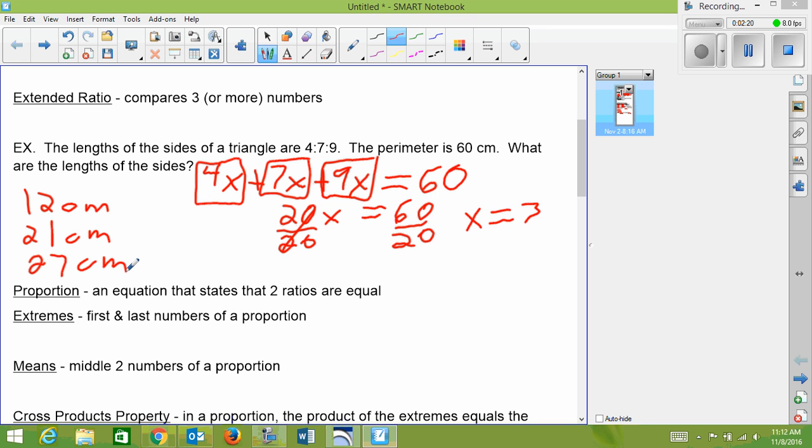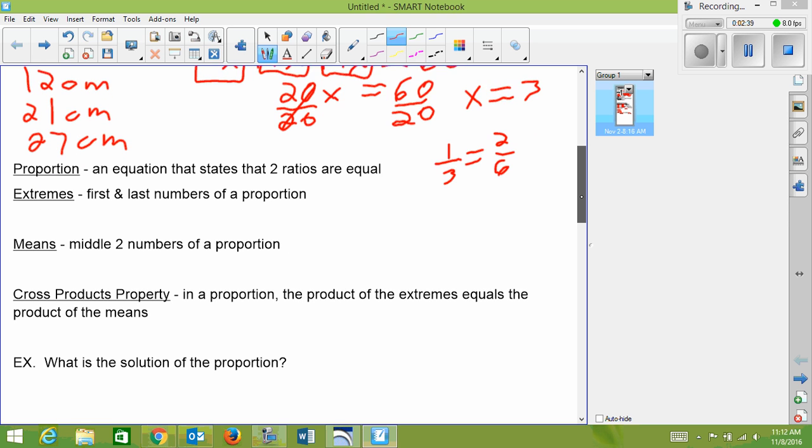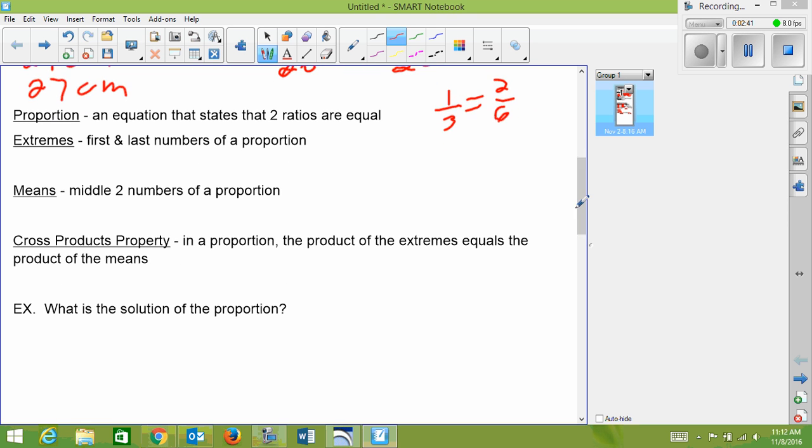A proportion is an equation that states that two ratios are equal. So in other words, just like 1/3 equals 2/6. That would be a proportion. Those two things, when both are reduced, equal the same exact thing. That's a proportion. Proportional means equal. Extremes would be the first and the last numbers of a proportion. So of this proportion that I just wrote right here, the extremes would be the 1 and the 6.